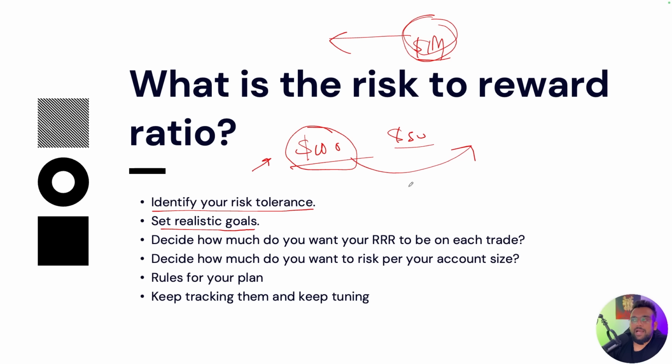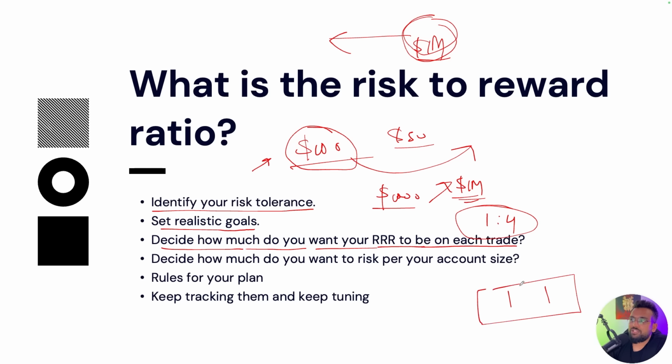I'm not one of those people who are going to tell you, oh, you can take your $1,000 trading account to $1 million in a matter of a year. No, you can't do that. That's not how it works, right? Decide how much you want your risk reward ratio to be on each trade. I will not take any trade that does not give me 1-4. Personally, I'm even happy with 1-1. You see what I'm saying? I'm happy to risk $1 to make $1.